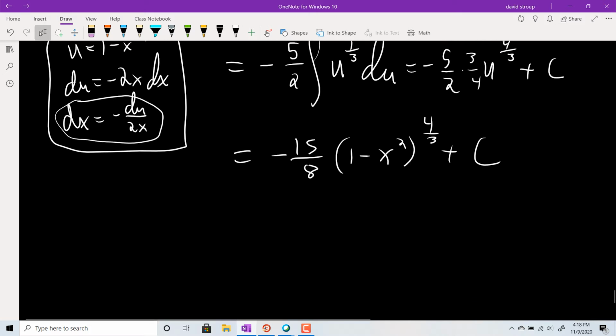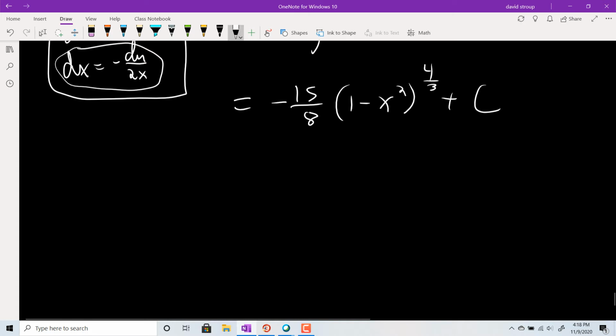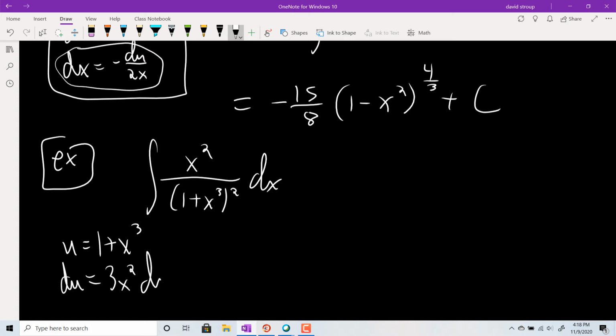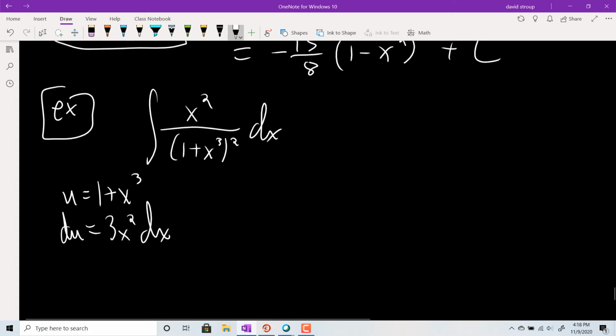Okay, let's look at some with some fractions floating about. So, example, the integral of x squared all over parentheses 1 plus x cubed squared dx. Again, just go to inside the parentheses and let that be your u. And then du hopefully is floating about there in the integral. So du, derivative of 1 is 0, derivative of x cubed is 3x squared dx. And then go ahead and solve for dx.